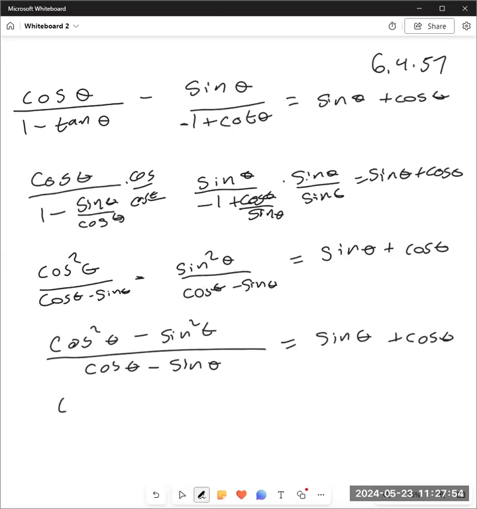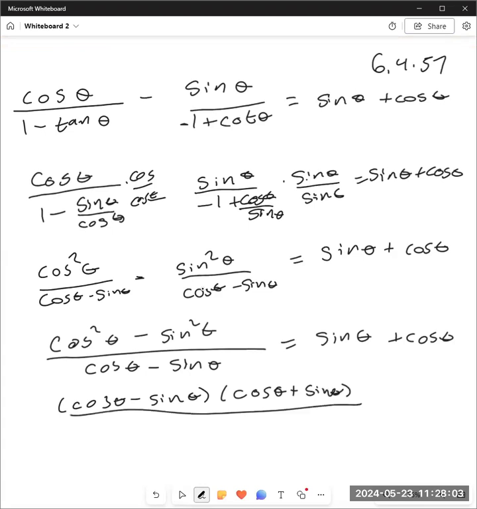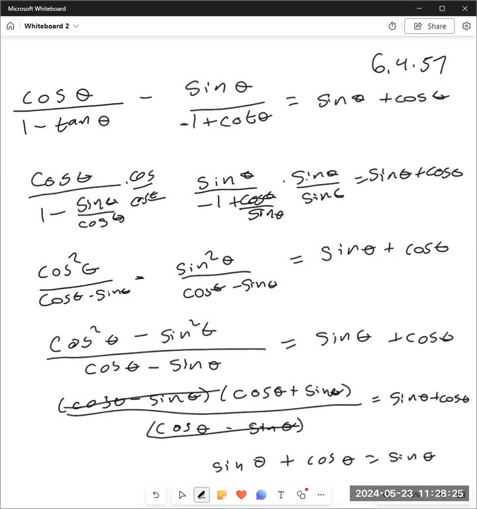We're going to factor that numerator: cosine theta minus sine theta times cosine theta plus sine theta, over cosine theta minus sine theta. That's going to be equal to sine theta plus cosine theta. And I'll just go ahead and rewrite that as sine theta plus cosine theta is equal to sine theta plus cosine theta. Check.